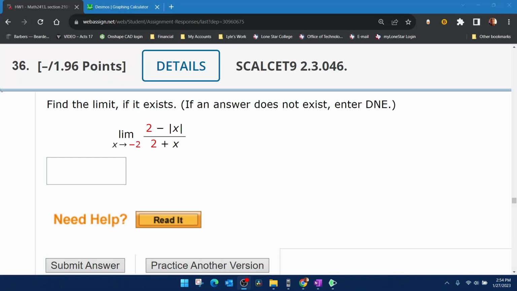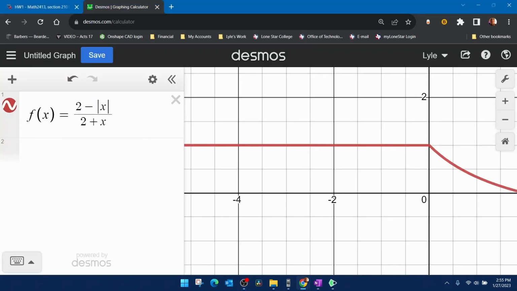Question number 36 from our Calculus 1, homework number 1 in WebAssign. It says find the limit if it exists. We have the limit as x approaches -2 of the function 2 minus absolute value of x, all divided by 2 plus x. And I must say the easiest way to evaluate this limit is going to be with a graph. So looking at the graph in Desmos, we're concerned with as x approaches -2.